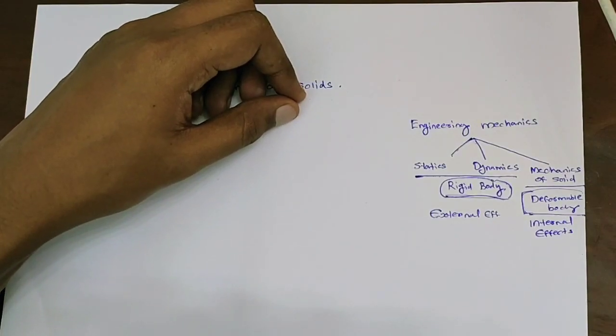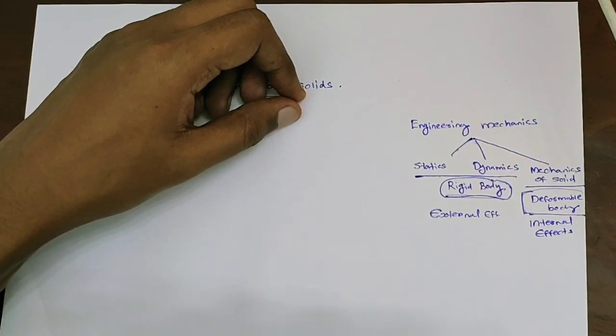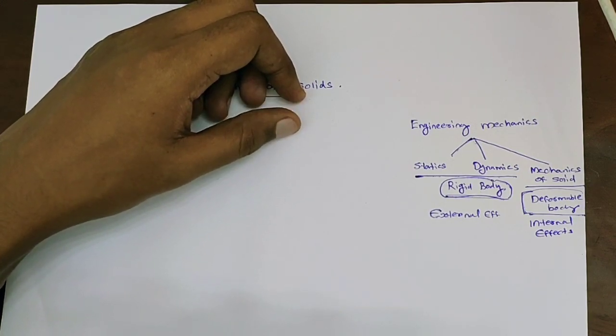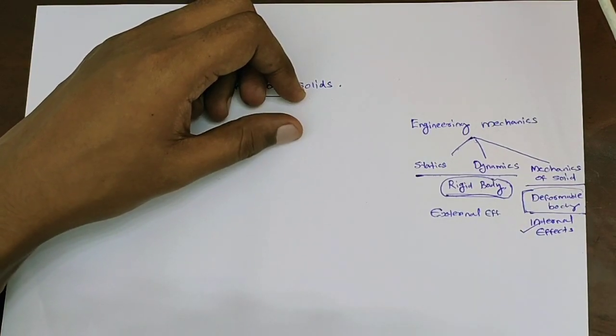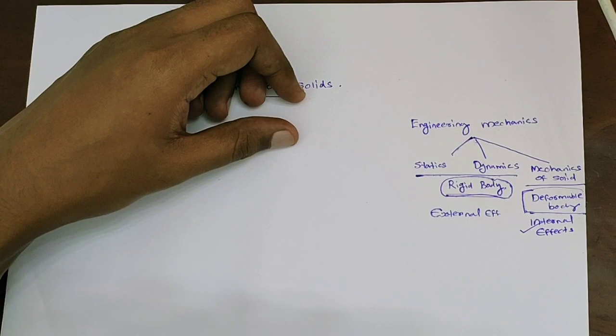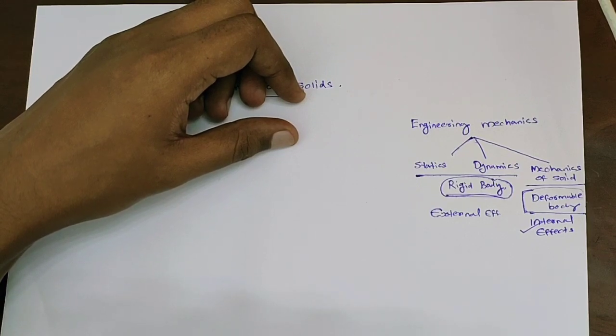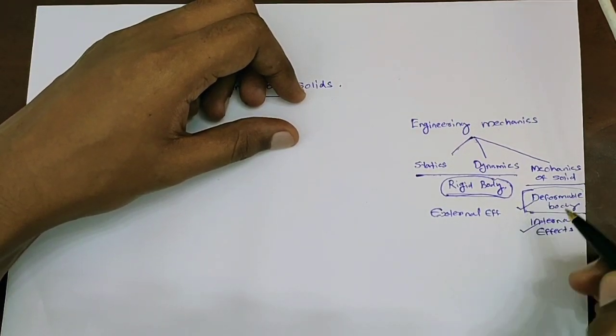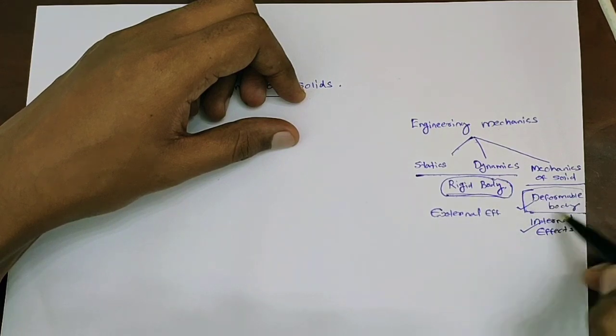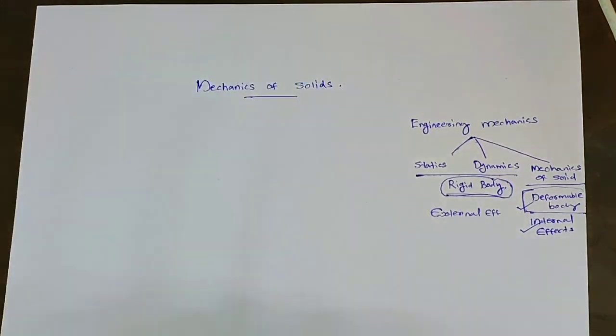That means the body which is deformed when it is subjected to external force. And the second important point of mechanics of solids is that we are actually examining the internal effects on a body due to external force. So keep these two points in mind. This is very important. Deformable body and internal effects.